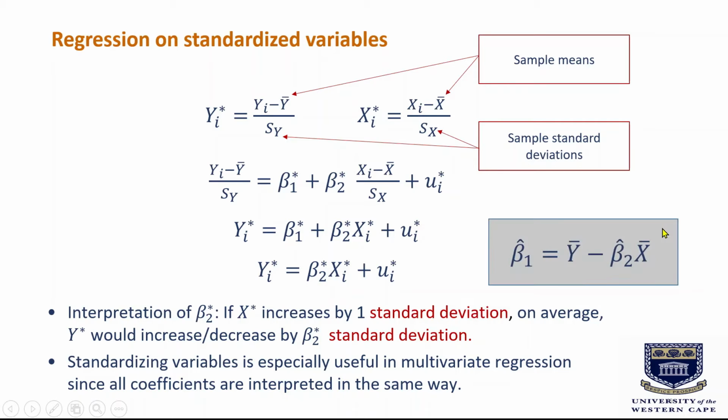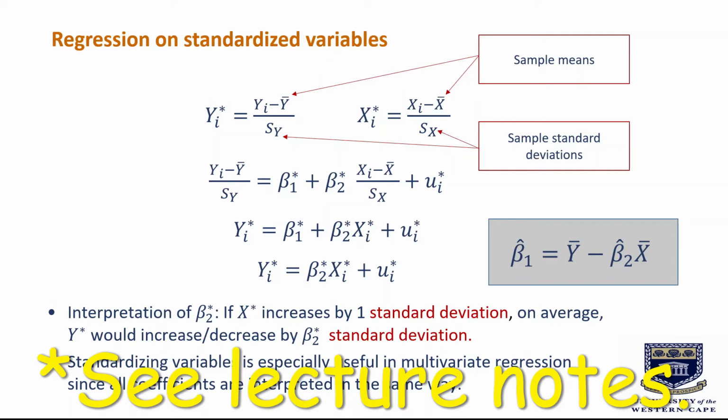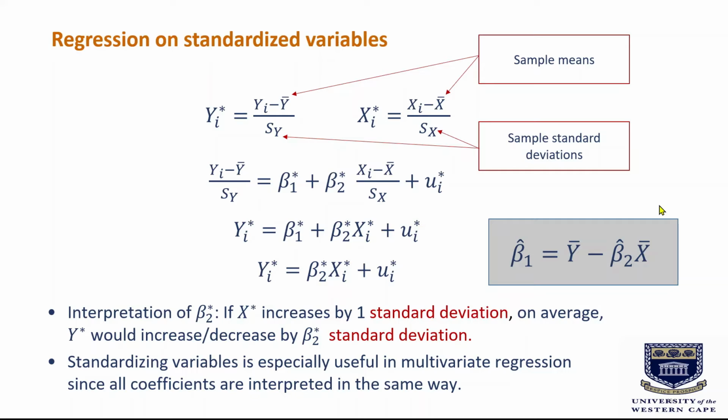If we look at how beta 1 hat is comprised, what beta 1 hat comprises of, it becomes obvious why it equals 0. You have y bar minus x bar. And of course, the mean of both of these variables equals 0, right? So beta 1 hat reduces to 0 in this case.